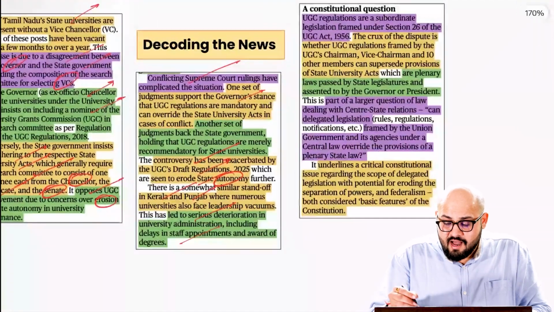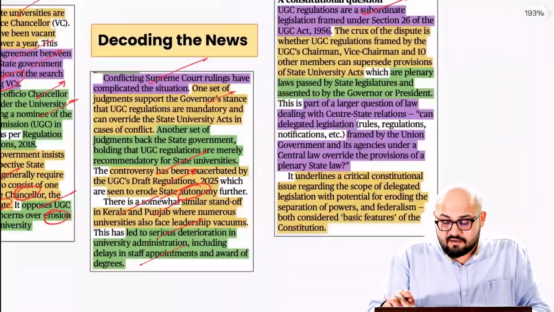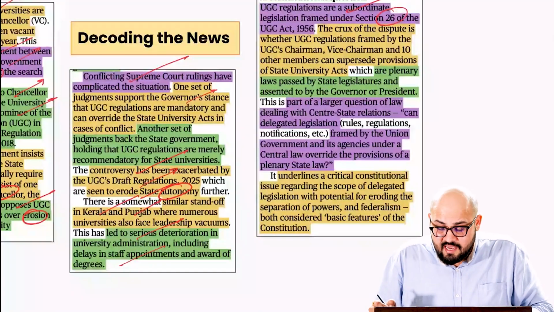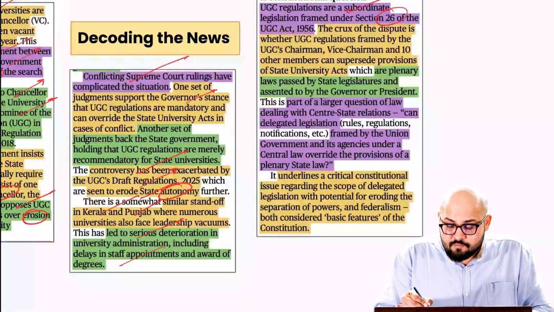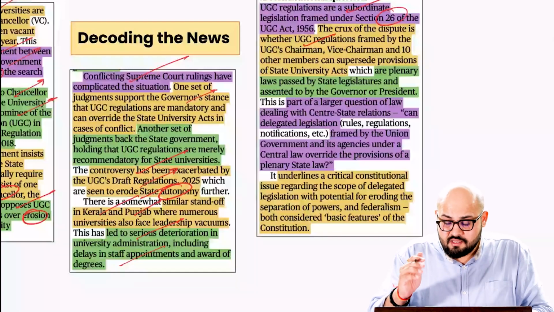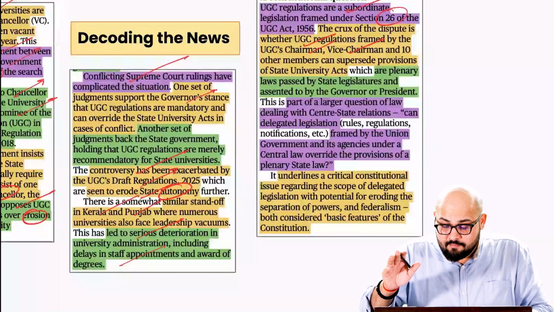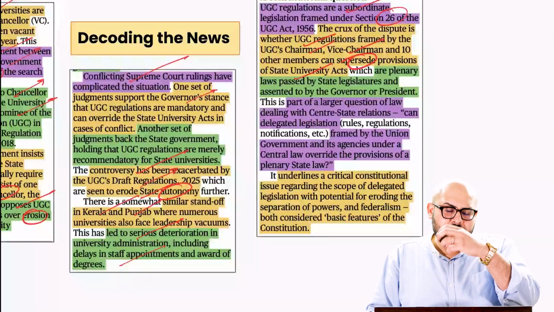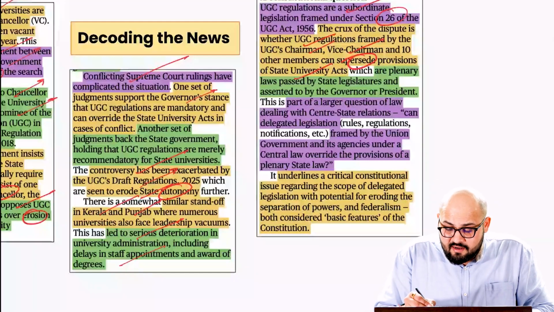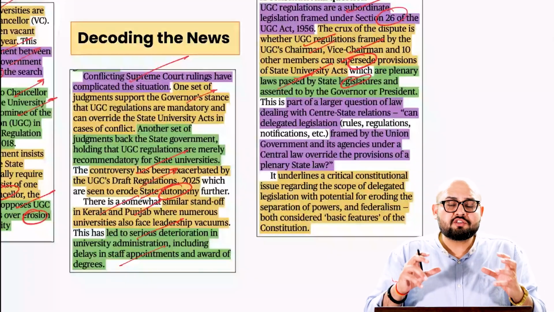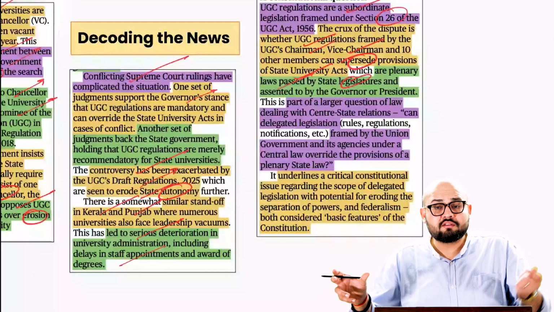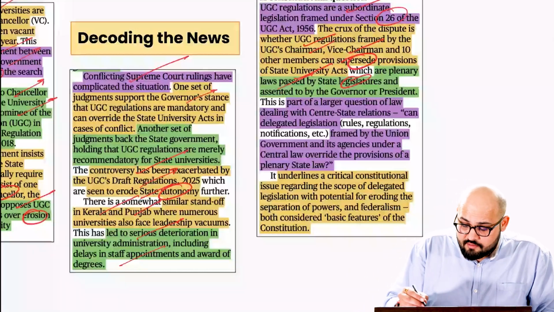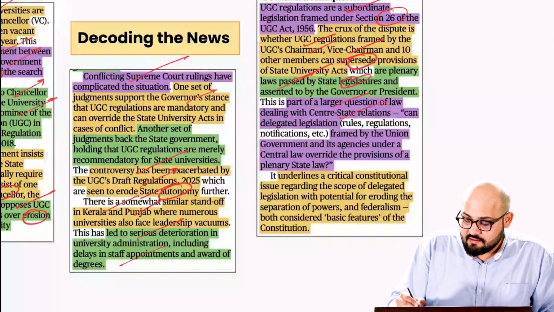So, UGC regulations are subordinate legislations. Please understand, these regulations are subordinate legislations framed under Section 26 of the UGC Act 1956. The crux of the dispute is whether the UGC regulations framed by the UGC's chairman, vice chairman, and 10 other members can supersede the provisions of the State University Act. This is the main crux, right? The State University Acts are plenary laws passed by the state legislature, right? So which should hold prominence, the state laws or the regulations made by the members of the UGC? This is a part of the larger question of law dealing with center-state relations.